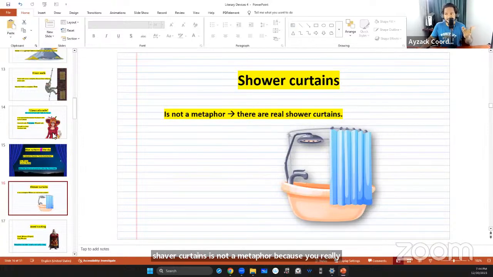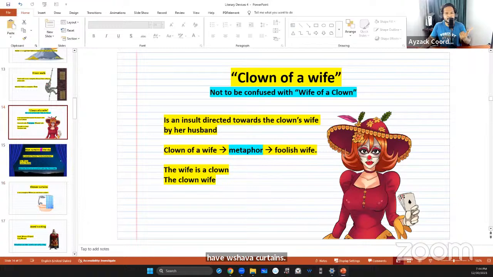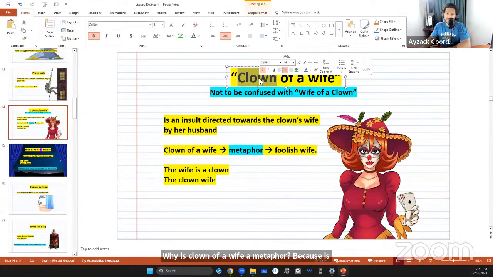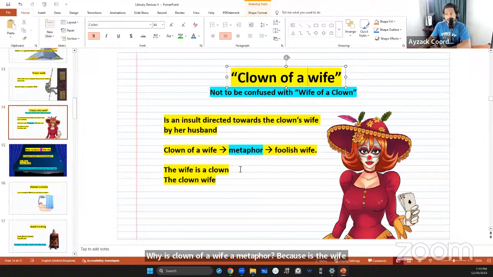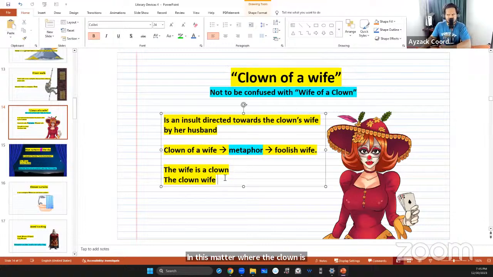And you guys are right. The Clown's Wife is a poem under the theme of life. Why is clown of a wife a metaphor? Because is the wife really a clown? No. In this metaphor, the wife is directly compared to a clown. Hope you understand that. The wife is not really a clown.